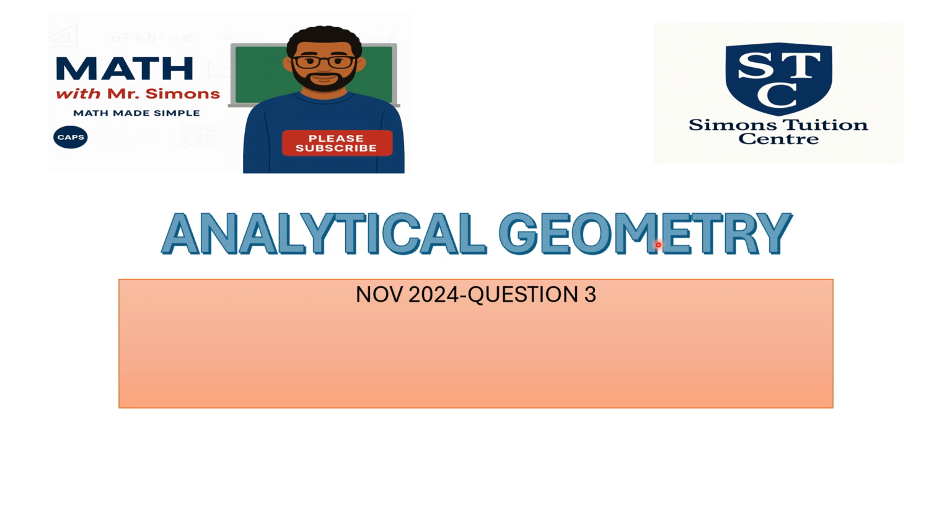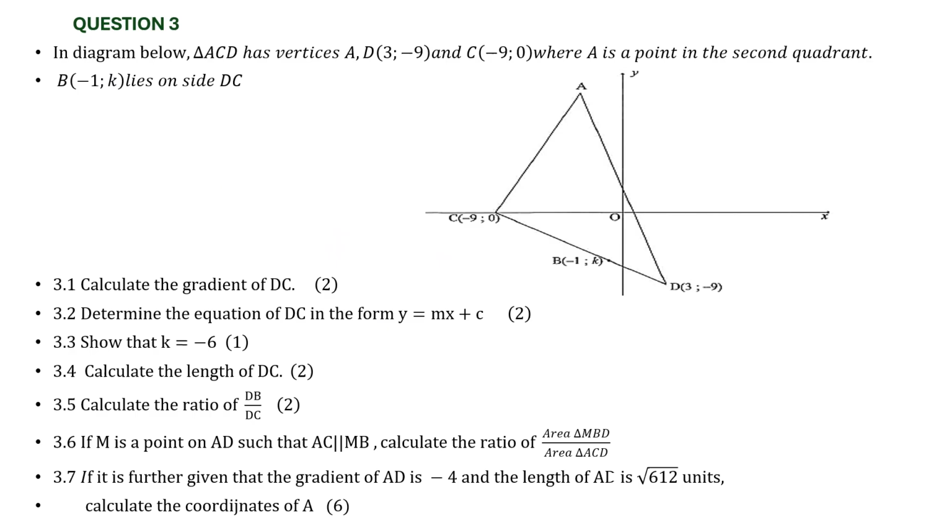So today we're looking at analytical geometry. We're specifically looking at a past paper, November 2024, last year's paper for grade 12. Question 3, where they're testing grade 11 content. Okay. So in the diagram below, triangle ACD, given as vertices A, D, and C, where A is a point in the second quadrant and P lies on the side DC.